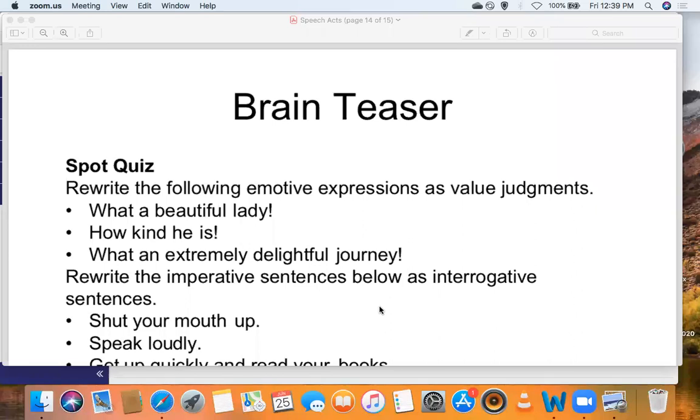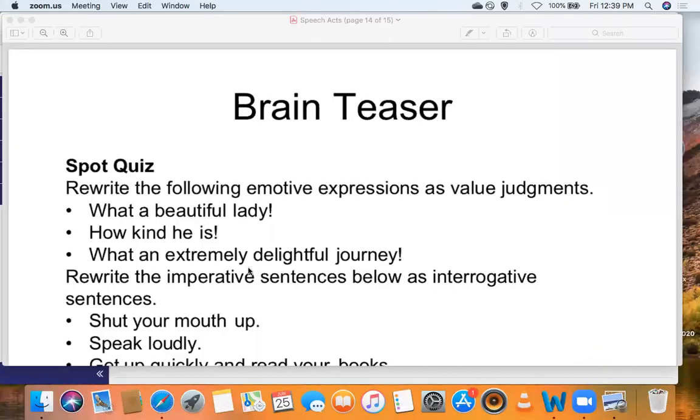Someone should convert this, what a beautiful lady, into a value judgment. Elizabeth, please, can you? Okay. The lady is beautiful. The lady is beautiful, yeah, fine. That's a value judgment. Then the second one, convert to value judgment. The next person, let me see. Obed. So, how kind he is. Value judgment. He is not kind.